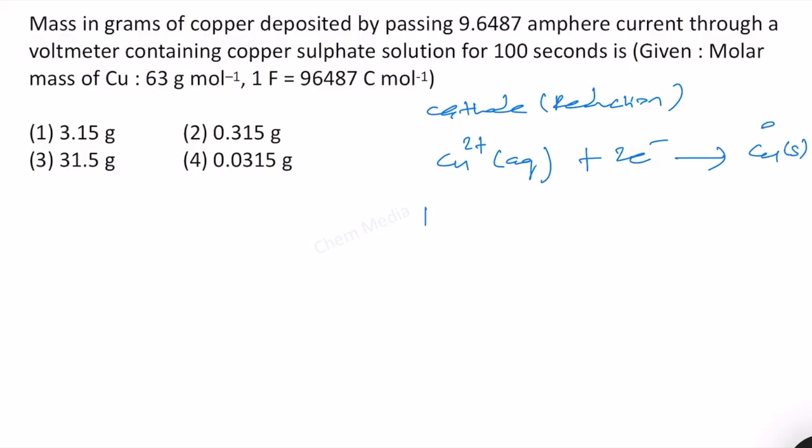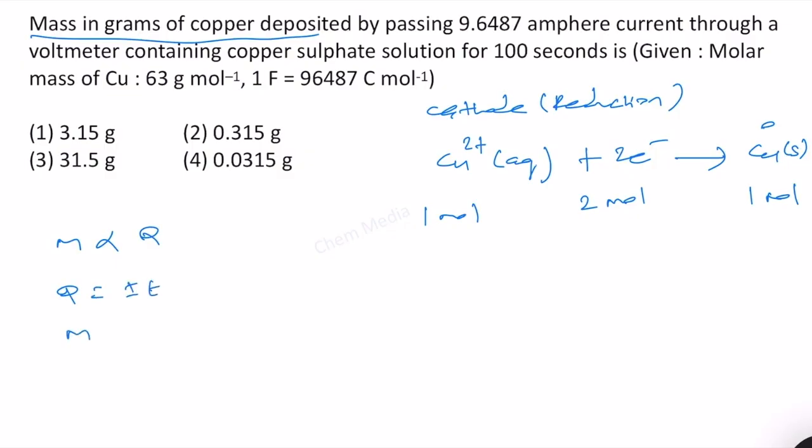So, if we have 1 mole of copper 2+ in the aqueous medium, we require 2 moles of electrons so that we can get 1 mole of copper solid. That is the stoichiometry here. Now, we need to calculate the mass of copper deposited in grams. As per Faraday's first law of electrolysis, the mass of the substance deposited or liberated at any electrode is directly proportional to the quantity of electricity or charge Q passed. We know that Q is equal to current times time.